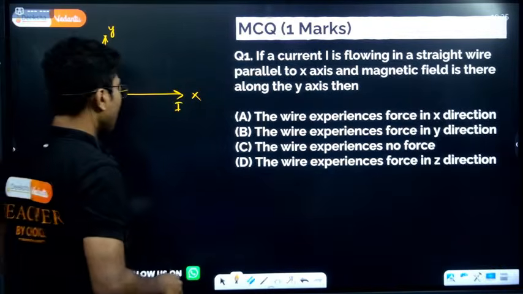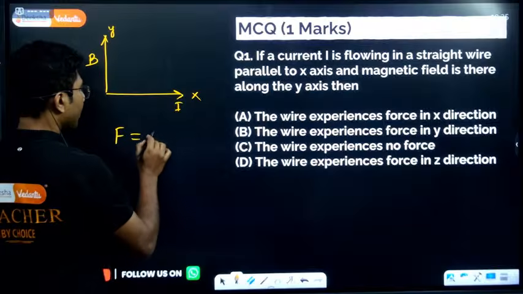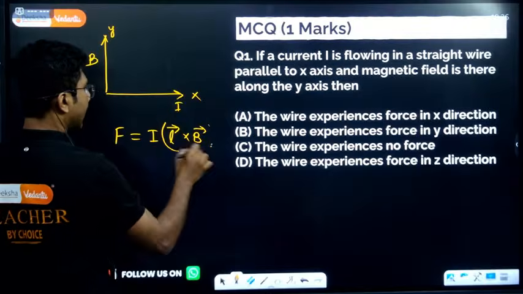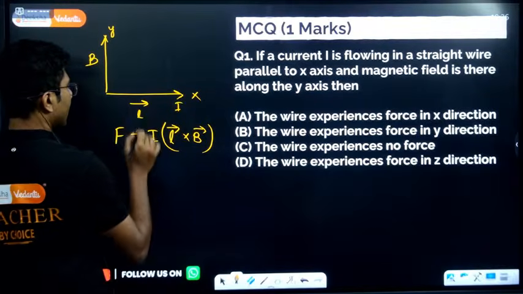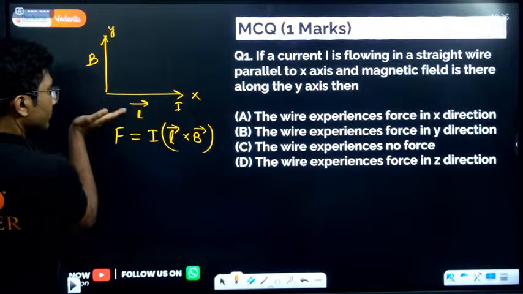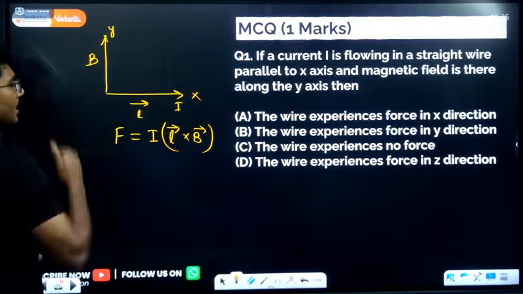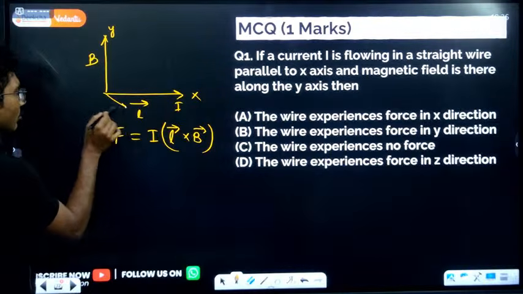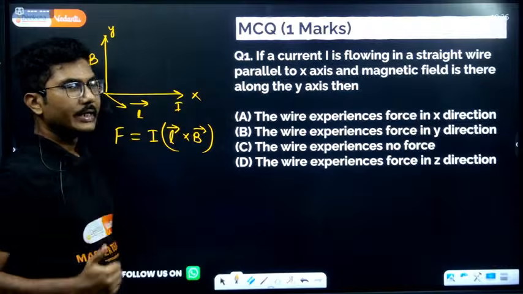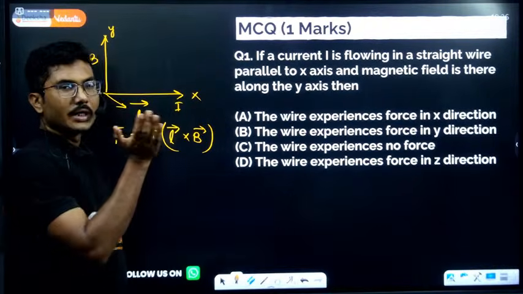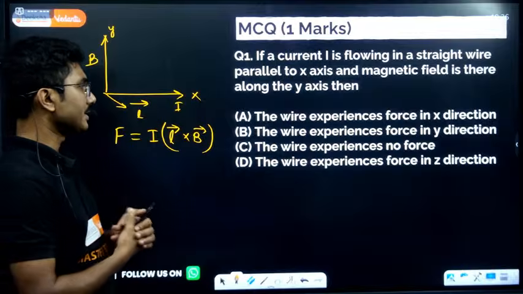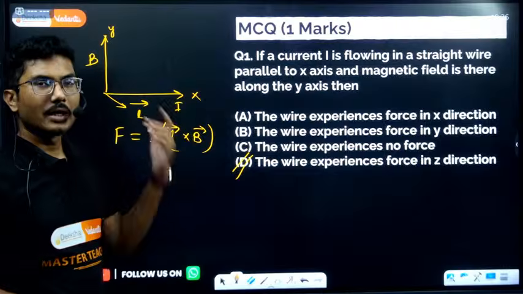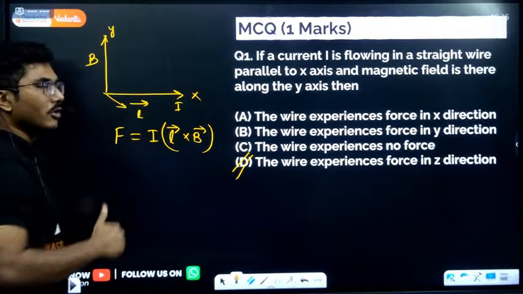Okay, so if you remember, the force acting on a wire is given by I L cross B. The direction of the L vector is along the direction of current. So if you point your finger like this, L cross B means the force acting on the wire is along the z direction. The cross product of x cross y gives you z. So the wire will experience a force in the third axis, that is the z direction. Now, positive z or negative z? If this is positive, then z will also be positive.